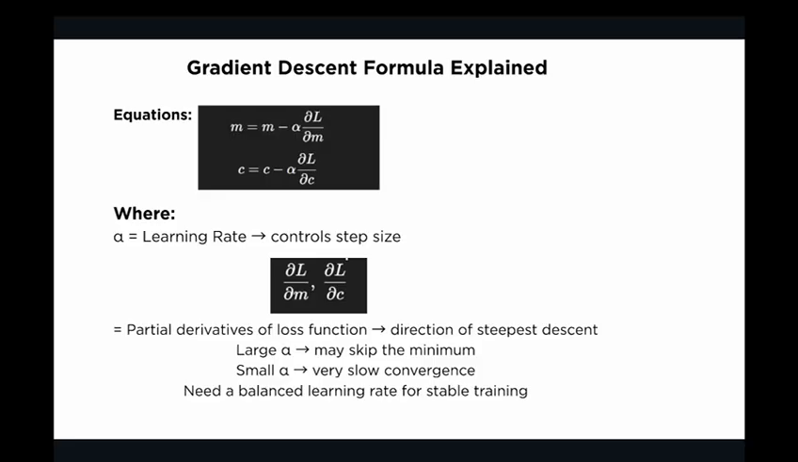So alpha is equal to the learning rate. It controls how big a step the algorithm takes on each update. Basically it means that if we have too large an alpha, the algorithm may skip the minimum, and if we have too small an alpha, the training becomes slow. Basically we need a balanced learning rate to reach the minimum loss efficiently.